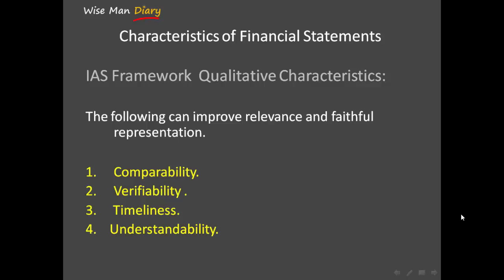Timeliness. Timeliness means that the financial statements should be prepared in a timely manner. Otherwise, the data in the financial statements will be obsolete. Understandability. Understandability means that anyone with basic accounting and business knowledge should be able to understand the financial statements.